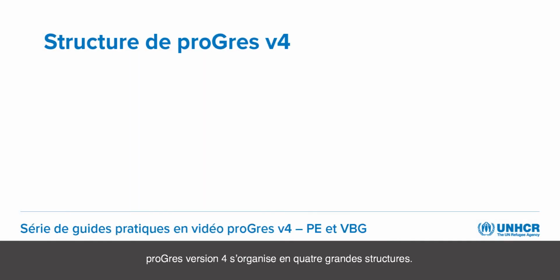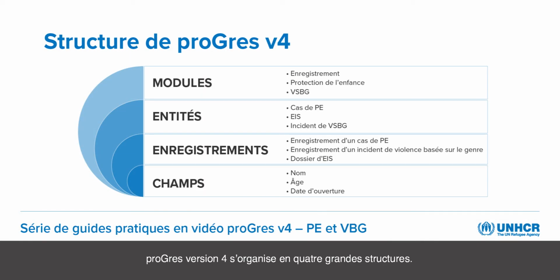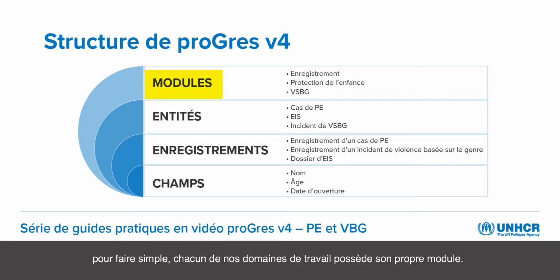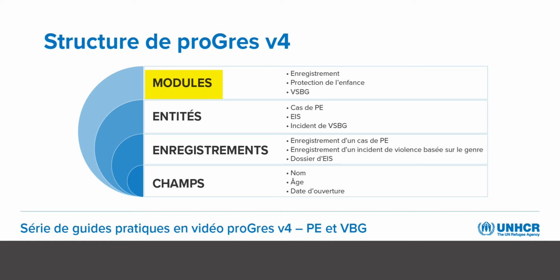proGres version 4 is organized into 4 main structures. The largest of these structures is called a module. What this means is that basically each of our work sectors has its own module. So proGres v4 is divided into a registration module, a child protection module, an SGBV module. All of the different work sectors have their own module in v4.